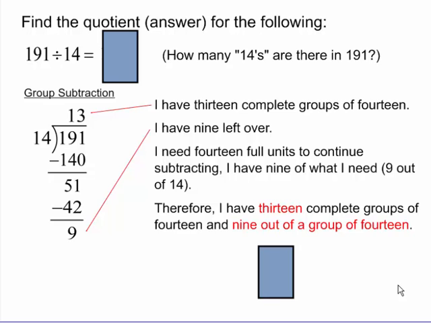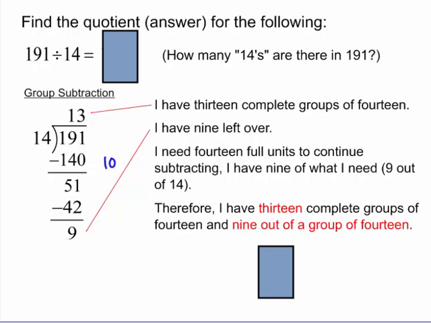All right, last example. We have 191 divided by 14. How many 14s are there in 191? I've already gone ahead and done the group subtraction again. If I go through this, 10 groups of 14 is 140. When I subtract that, I'm left with 51.